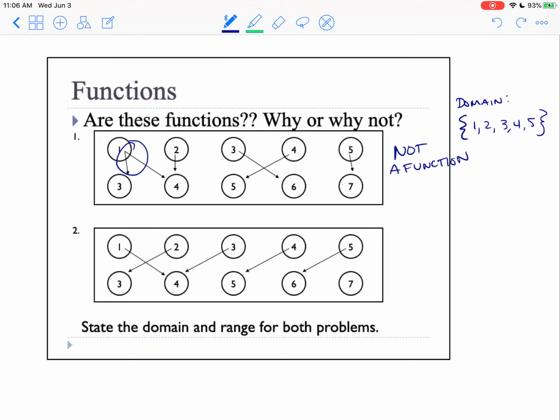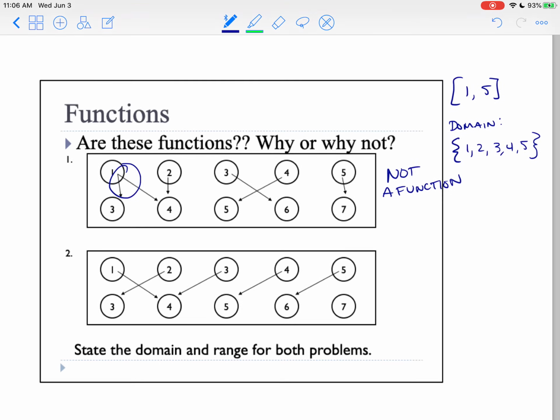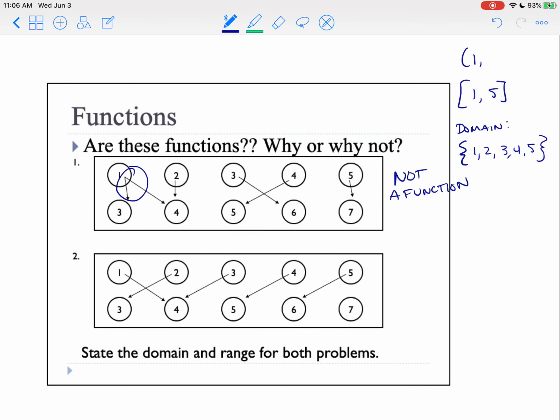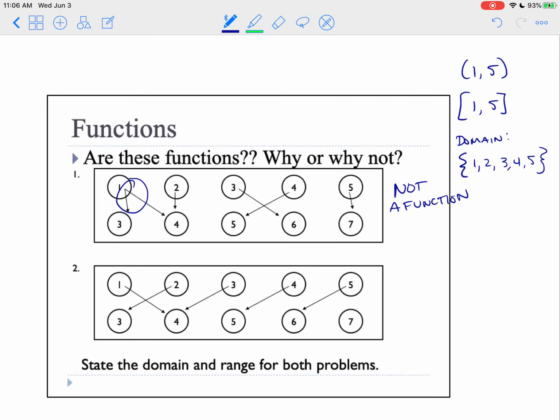Also, if I wrote 1 through 5, which I would actually do using interval notation, it would look like this, 1 through 5. This represents all the values between 1 and 5, including 1 and 5. You should know interval notation. This would be all the values between 1 and 5, not including 1 or 5. And this would be not including 1 but including 5, or we can include 1 but not 5. This is how we write interval notation.